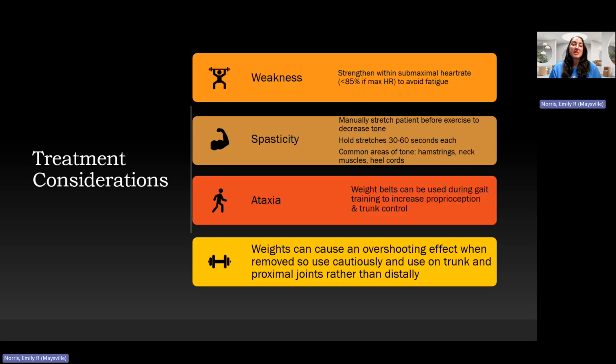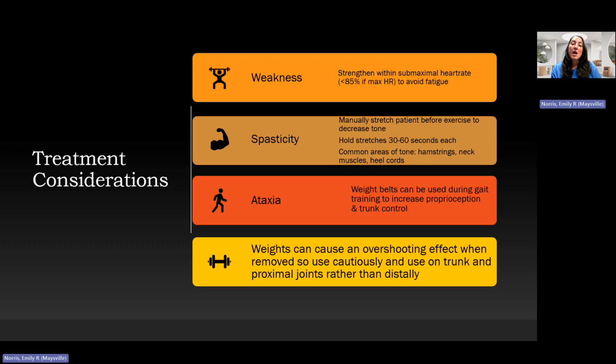As far as a PT treatment, we can do some strengthening, always at a submaximal heart rate, so less than 85%. You do not want to over fatigue, and most of your treatment is during those recovery periods, not during the exacerbations. Okay, so we're not doing active PT when they're in an exacerbation or a relapse, but when they're in the recovery periods.